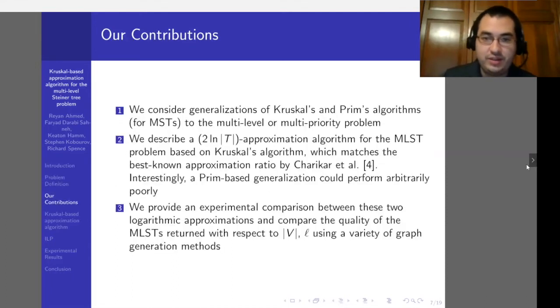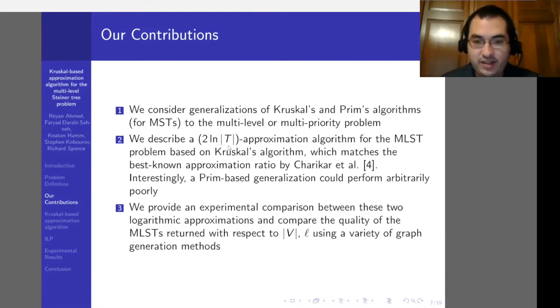Our contributions. We consider extensions or generalizations of Kruskal's and Prim's algorithms for computing minimum spanning trees to this multi-level or multi-priority problem. We show that a generalization based on Kruskal's algorithm achieves an approximation ratio of 2 times the natural log of t, which matches the best known approximation by Charikar et al. On the other hand, a Prim-based generalization gets a bit trickier, and if you just try to generalize Prim's algorithm, it can actually perform rather poorly with respect to the optimum.